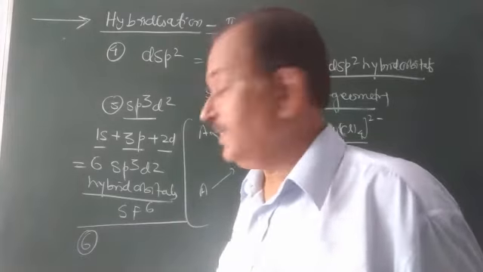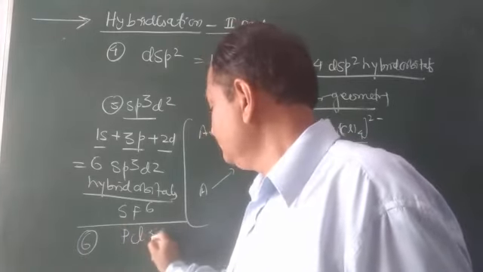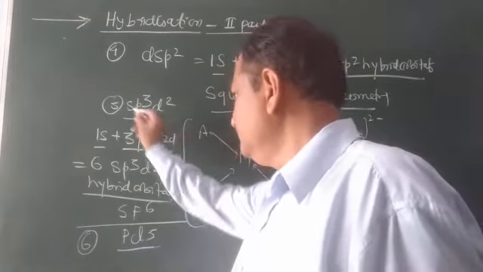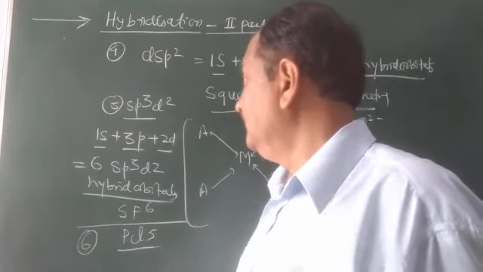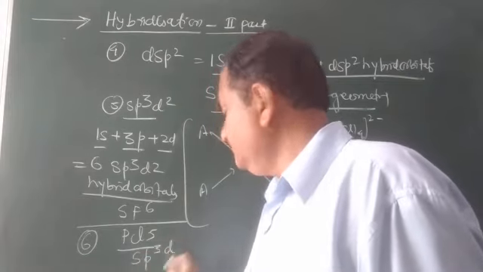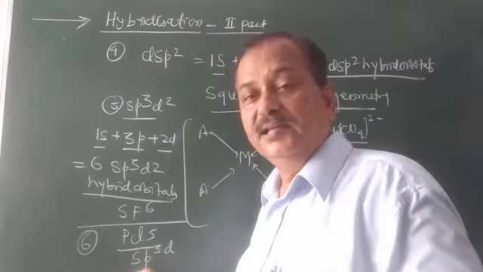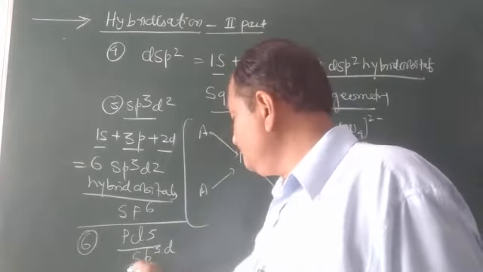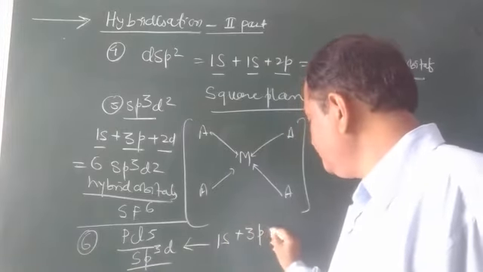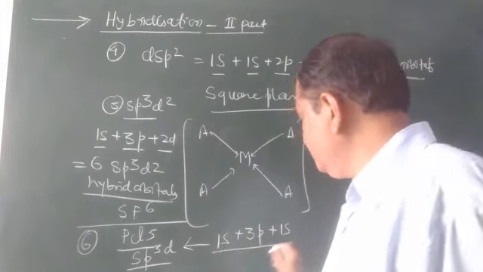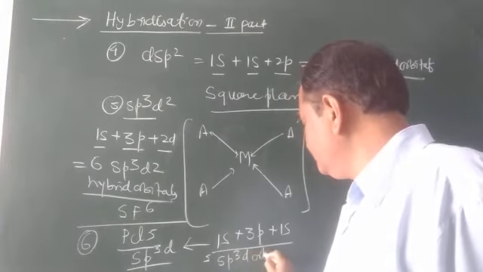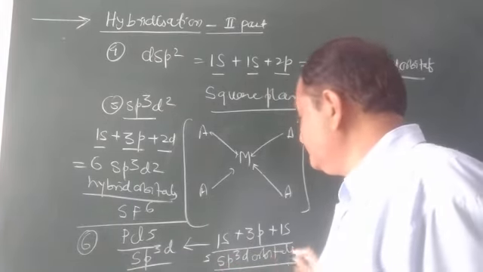There are also 5, like in the case of PCl5, and that is sp3d. sp3d has 1s plus 3p plus 1d, so there is formation of 5 sp3d orbitals.